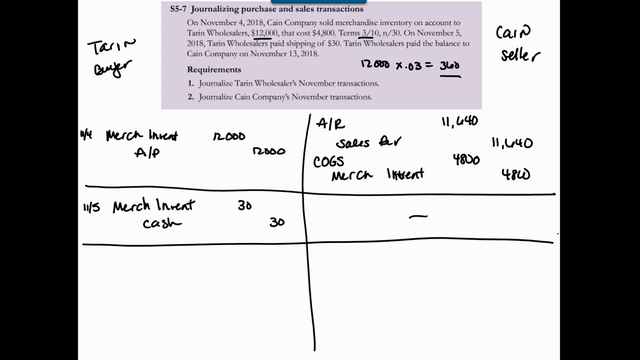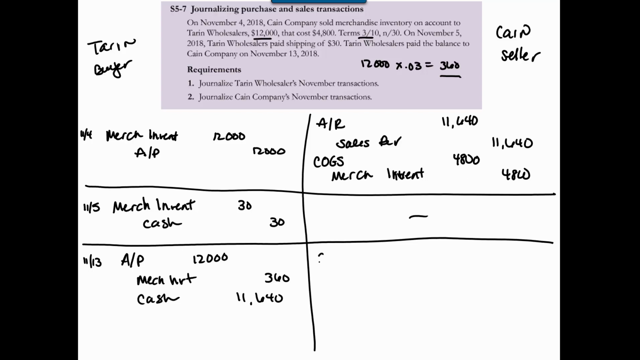And now it's time for Taryn to pay their bill to Kane. So this is on the 13th, and so they're within the discount period. So they are going to debit their accounts payable for the $12,000 that's in there, but they are going to credit merchandise inventory for the amount of the discount, which we said is $360, and then the difference is what they're going to pay in cash, which is $11,640. So they don't take the discount until they pay it, but the seller here has already recorded that discount, and we're already showing that they only owe us $11,640.